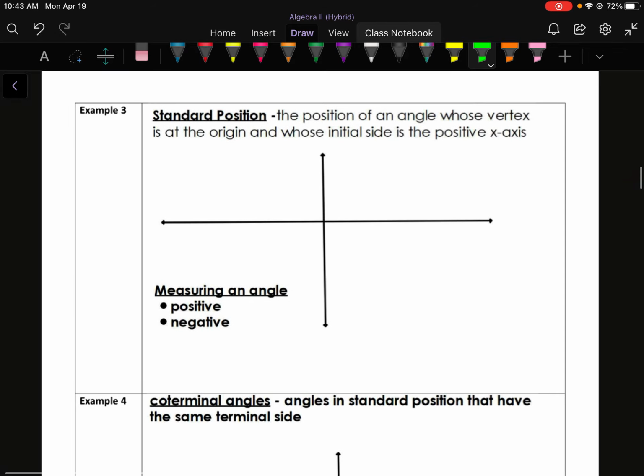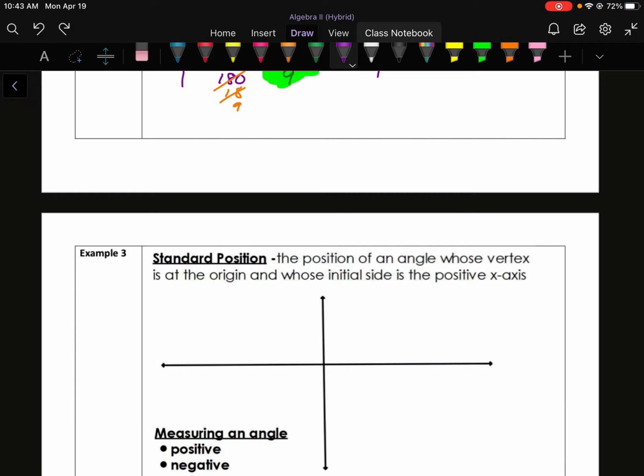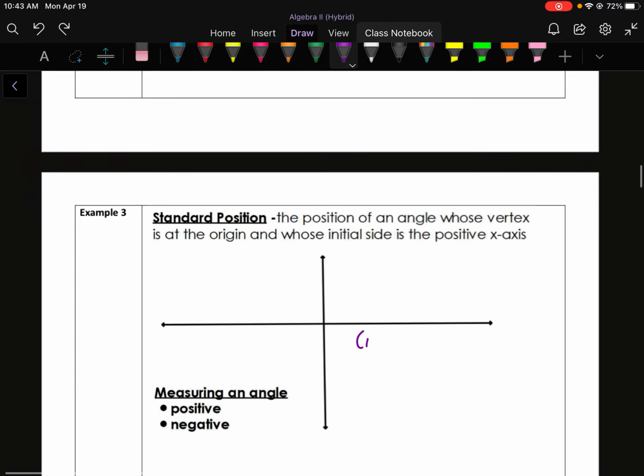All right, so standard position. So here's how we draw every angle. You always start from the positive x-axis here. This is where you're going to start from. We're going to call that our initial side. And then we're going to draw our angles.